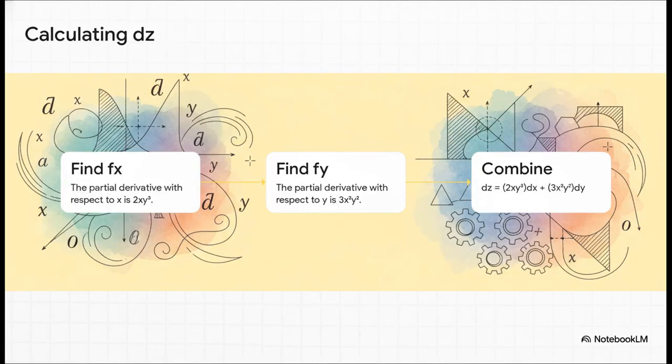Okay, let's walk through it. First up, we need the partial derivative with respect to x. So we pretend y is just a number, and we get 2xy cubed. Easy enough. Next, we do the same for y, pretending x is a constant. That gives us 3x squared y squared. And now for the final step, we just slam them into our total differential formula, and bam, we're done.